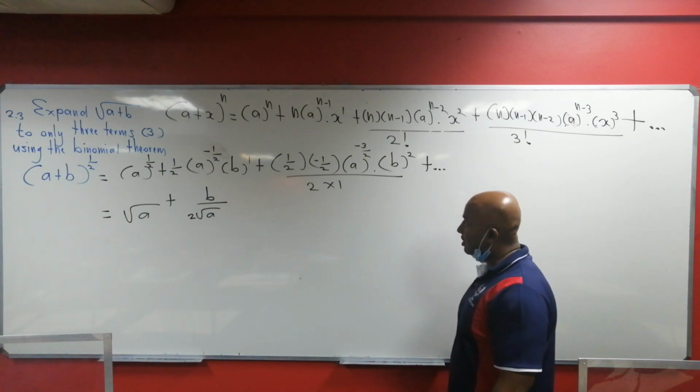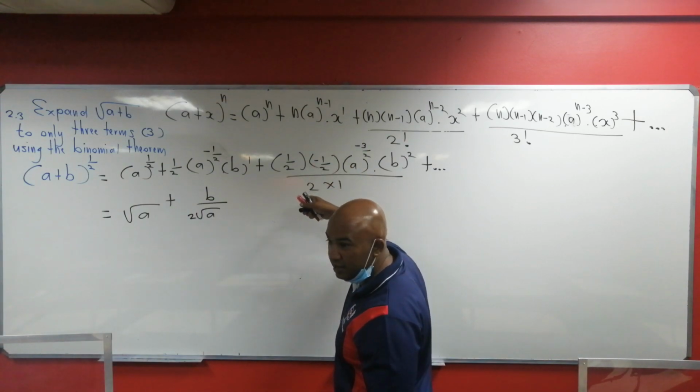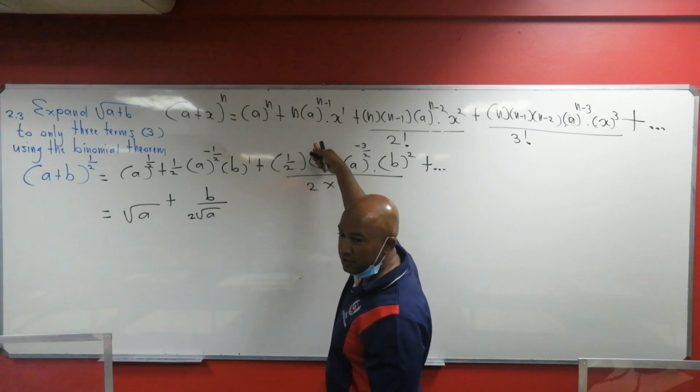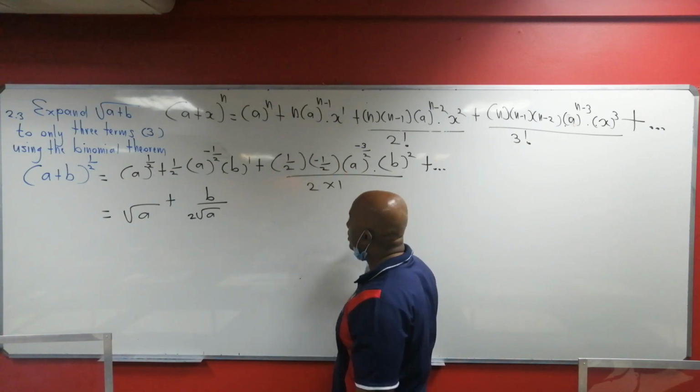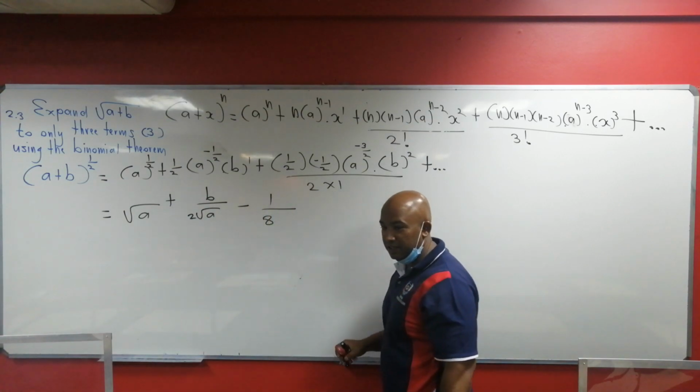Now let's see what's going to happen here. You take that times that divided by that. You work it out. So 1 over 2 times minus 1 over 2 is minus 1 over 4. Divide by 2. You're going to get minus 1 over 8. You can check that up on a calculator.